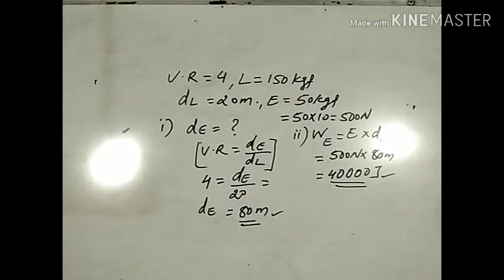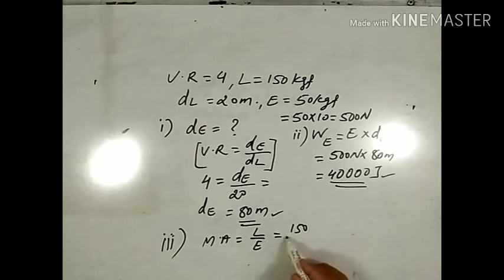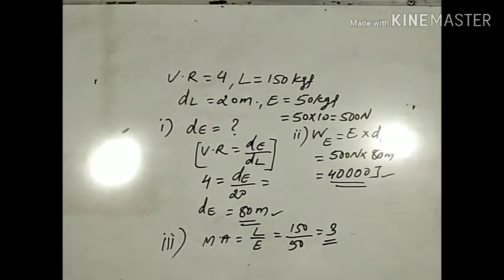Moving to mechanical advantage, the third part of the question. Mechanical advantage is equal to, all of you know the formula, load upon effort. Very simple. Load is given, 150 divided by 50, that is equal to 3. Mechanical advantage is 3. It is a pure ratio, it has no unit.